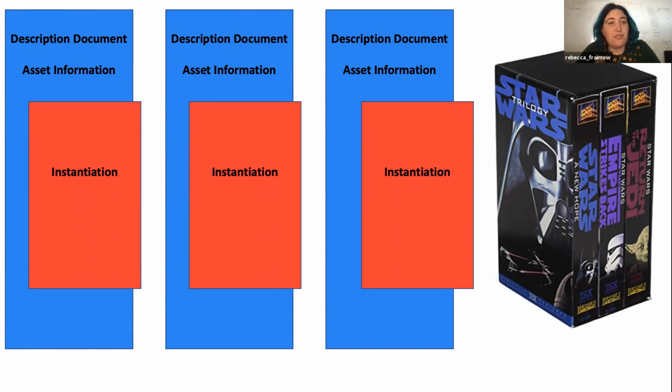Most straightforward would be I could create a description document for each of these films. I would just put the asset information, the plot of the films and the actors featured in the films and the date that the films were released and so forth on the description document level. And then on the instantiation level, I'd put information about each of these specific VHS tapes, how long they were, what their runtime was, what kind of tapes they are, and the information would all be broadly similar, but not identical. Each of these films is a different duration and so forth. And I would have 3 records, and that would be that.